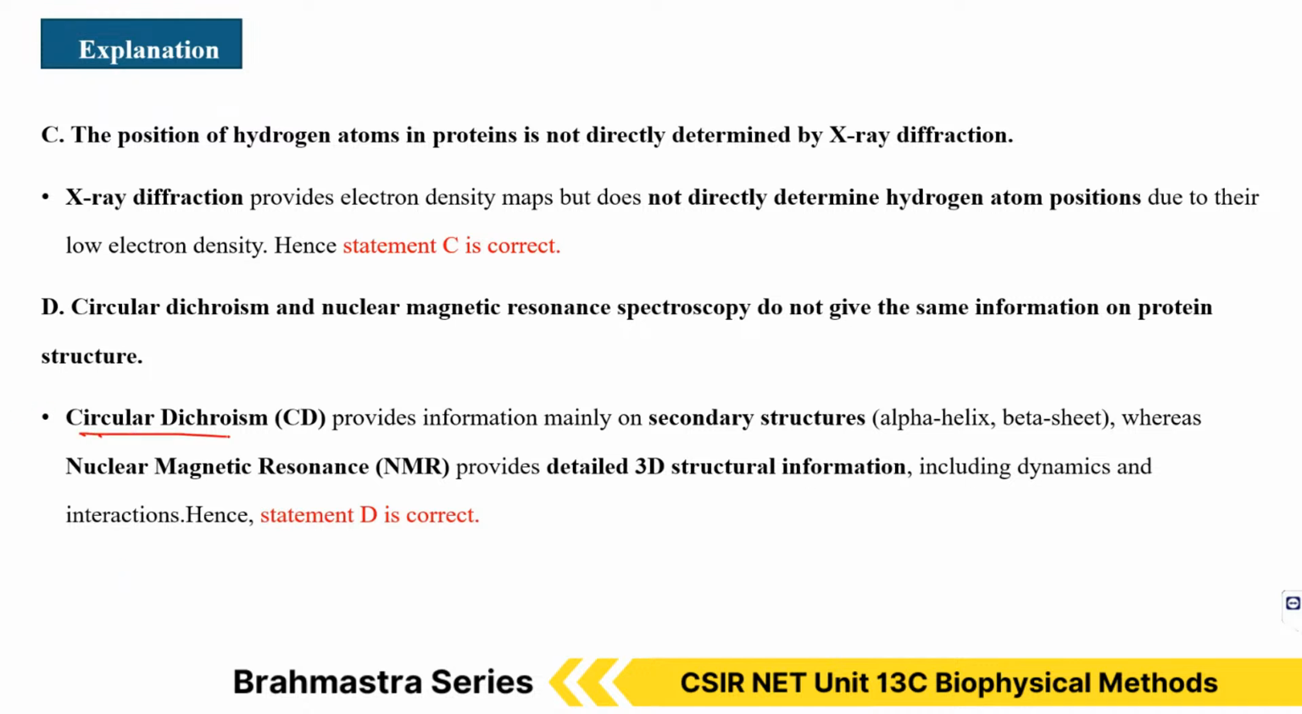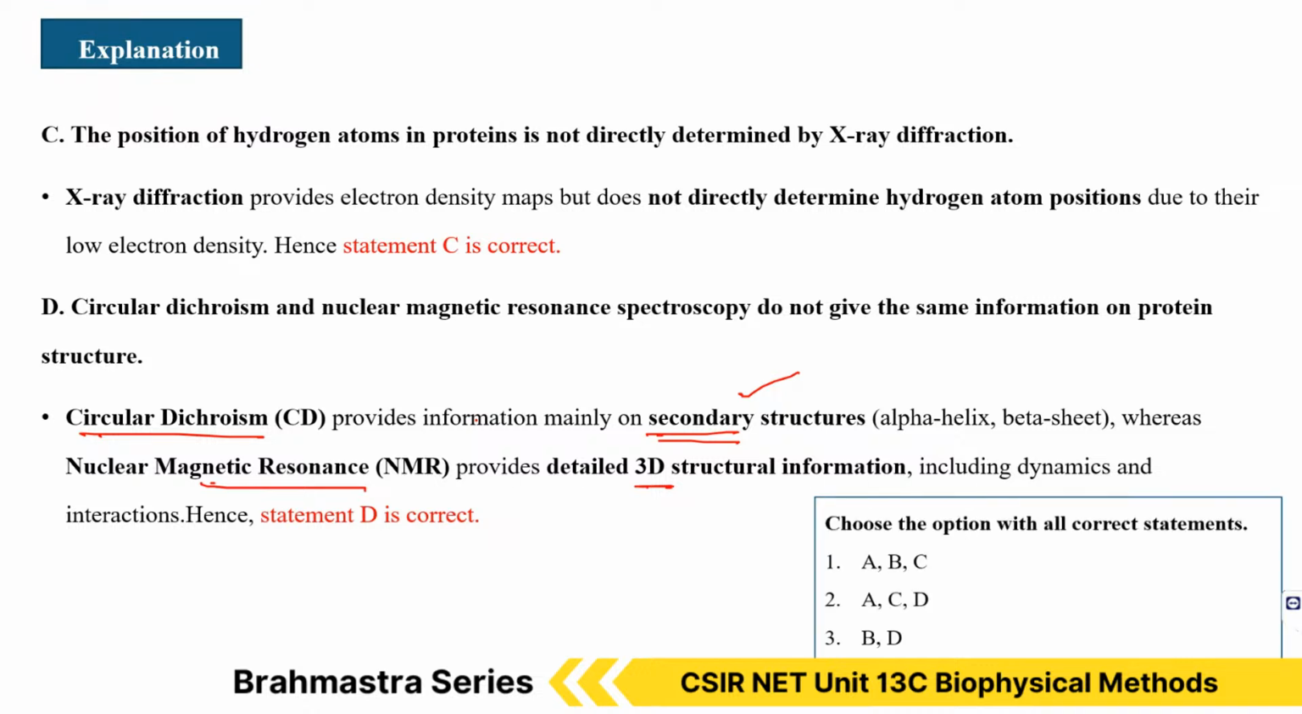So if you don't know, please note it down. Circular dichroism is for secondary structure, that's alpha helix, beta sheet. NMR will provide you detailed information about three-dimensional structure, including interactions, dynamics, whether your protein is in a polar environment or non-polar, right? Its interaction with other atoms can be studied. So the answer here is option 4, not 1, not 3.